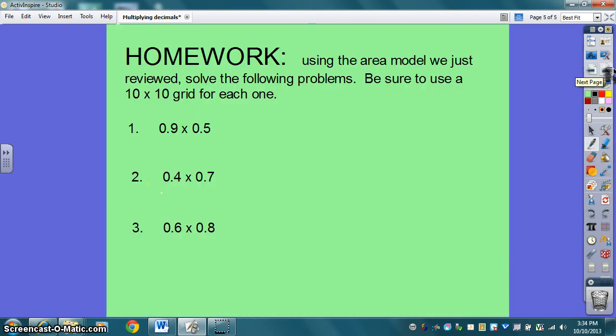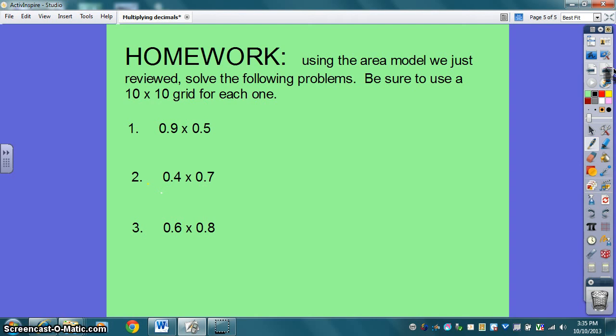And tonight's homework, using the area model we just reviewed, solve the following problems. Be sure to use a 10 by 10 grid for each one. 9/10 times 5/10, 4/10 times 7/10, and 6/10 times 8/10.